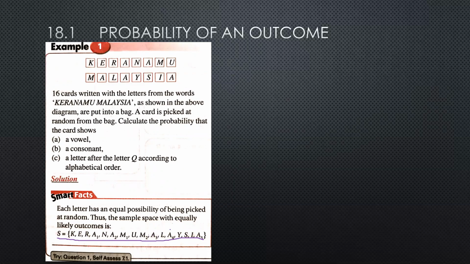If you want to get a vowel, how many vowels can you have? 1, 2, 3, 4, 5, 6, 7, and 8. So I have 8 vowels here. How many cards do I have? 16 cards. So the chance of me getting a vowel is 8/16. How about consonant? Consonant is also 8, so also 8/16.